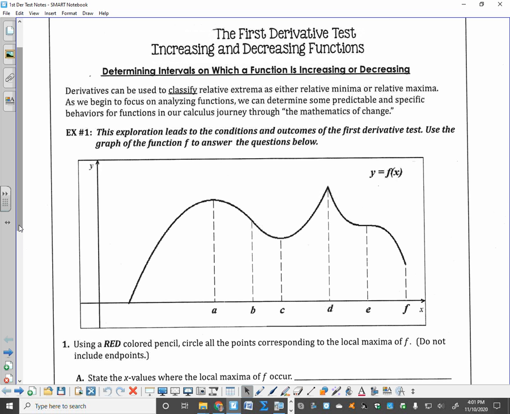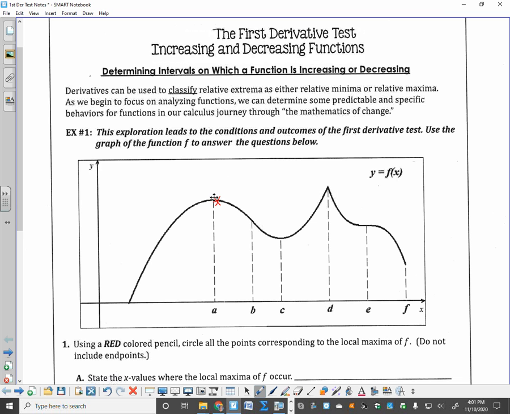Use the graph of the function f to answer the questions below. It says use a red color pen, so let me get my red. Local max of f, do not include the endpoints. State the x values where a local max of f occurs.